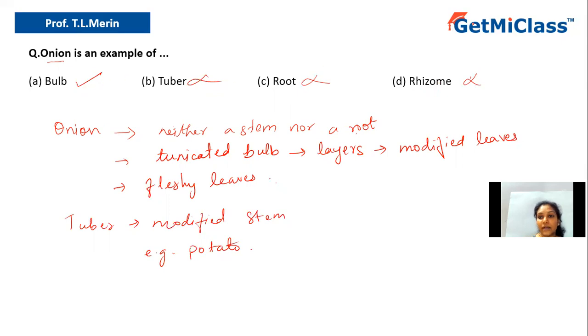So what will be the final answer? How can we conclude it? The final answer is that onion is an example of option A, that is bulb. Even garlic is an example of bulb only.